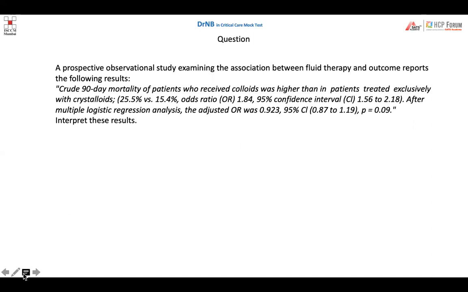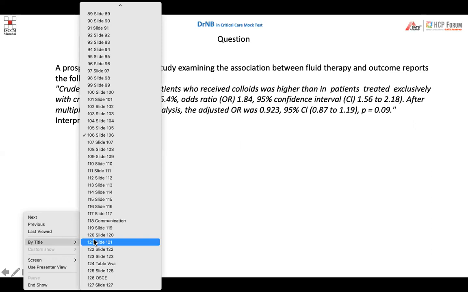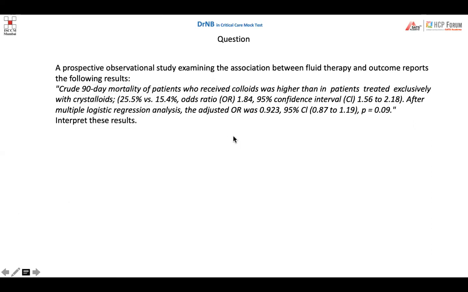A prospective observational study examining the association between fluid therapy and outcome reports the following results. Crude 90-day mortality was higher in patients who received colloids than in patients treated exclusively with crystalloids. Those who received colloids had a crude 90-day mortality of 25.5% versus 15.4%, with an odds ratio of 1.84 and a 95% confidence interval of 1.56 to 2.18.